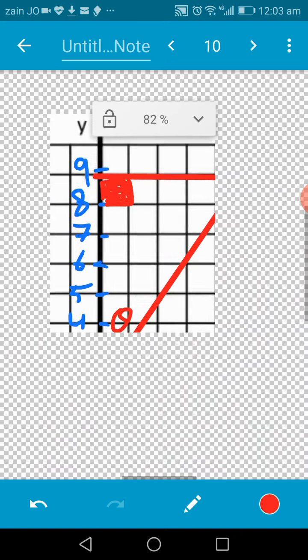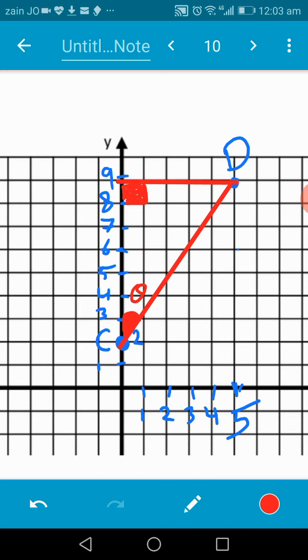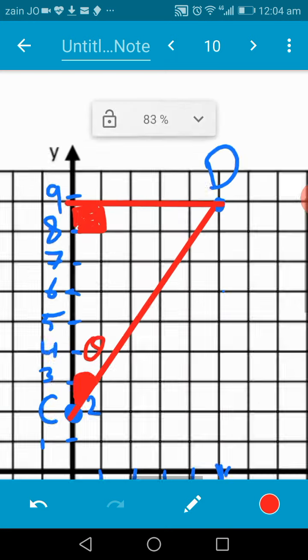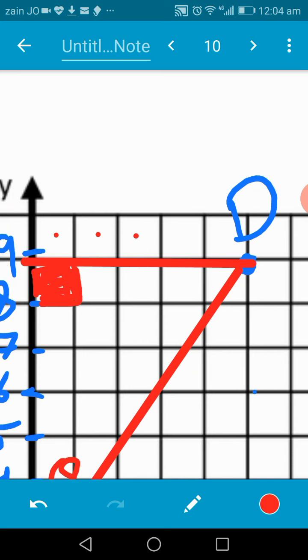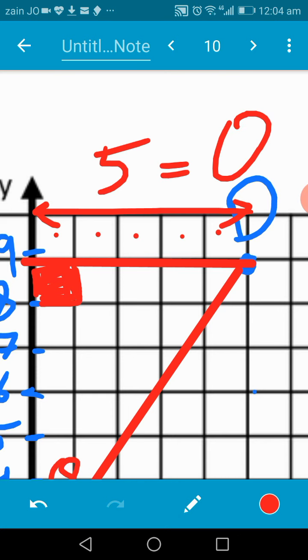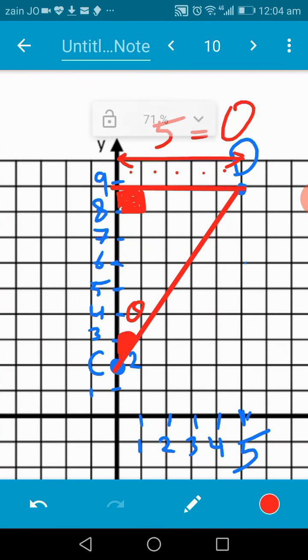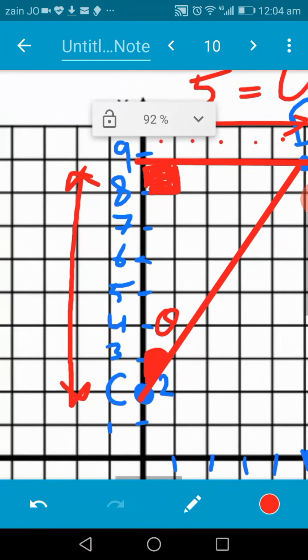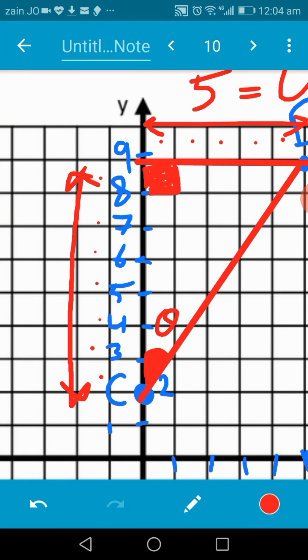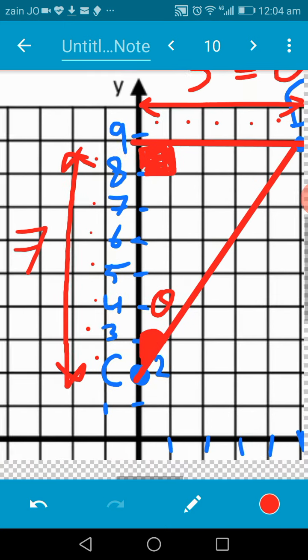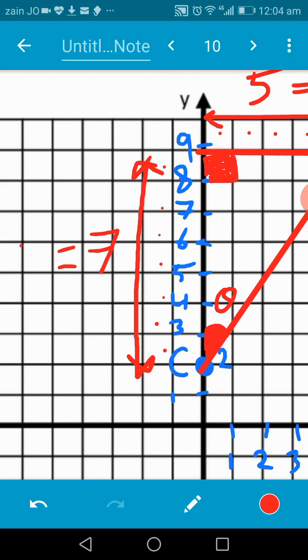Now give me the length of some sides in this triangle. You can find the length of this side: 1, 2, 3, 4, 5. So the length is 5, and 5 is opposite with respect to theta, right? And also, of course, you can find the length of this side. How many squares? 1, 2, 3, 4, 5, 6, 7. 7 squares, or 9 minus 2 is 7, and 7 is adjacent.